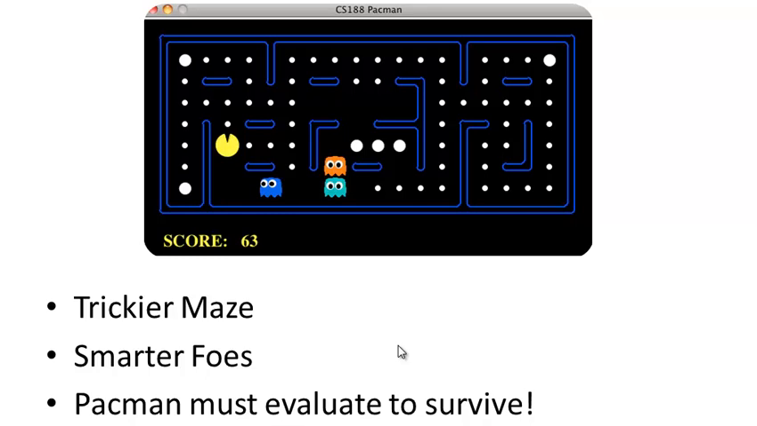All right, let's restart. And we'll start with looking at the P2 mini contest. This was a trickier maze than the standard maze. Smarter ghosts chasing your Pac-Man. And you must do some clever evaluations here to survive. You can't just search till the bottom of the tree. It's far too deep. Let's see how our top contestants did and who they are.